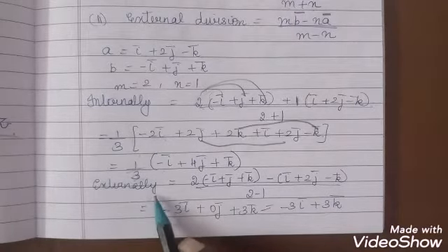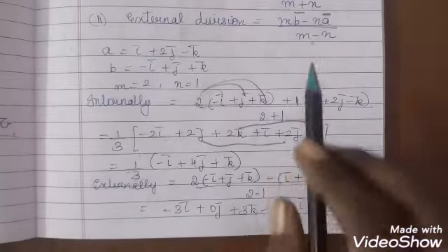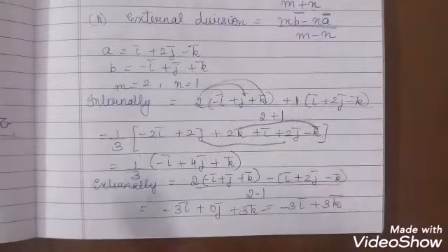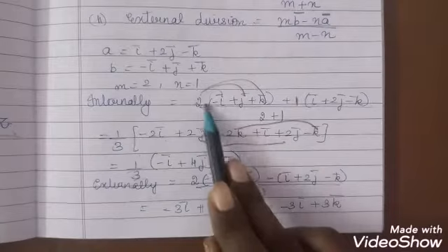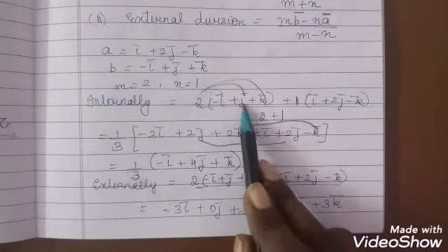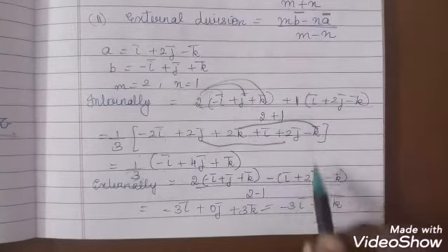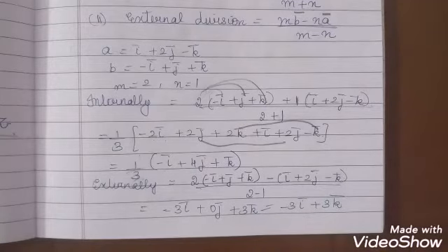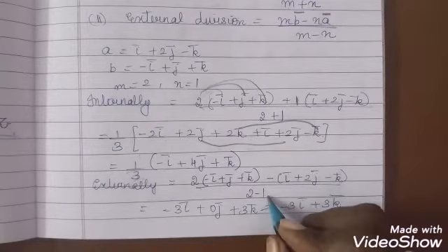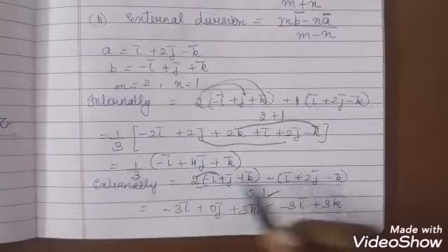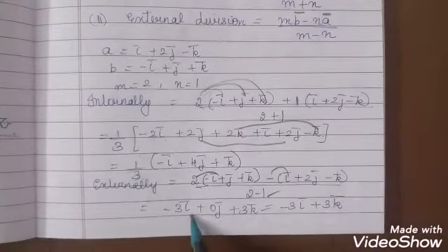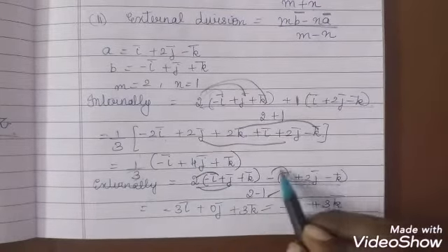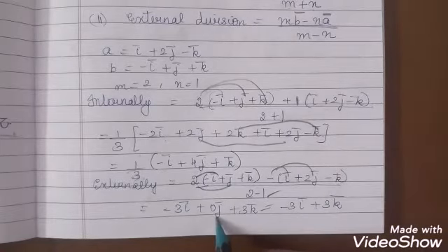Now the next one, external division. What is this external division actually? Your external division is the same way, but you have the minus sign here. So I'll just write it as 2 into minus i plus j plus k, minus of i plus 2j minus k, divided by 2 minus 1. What is 2 minus 1? That's nothing but 1. Minus 2i minus i, what will you get? Minus 3i. Plus 2j minus 2j, you will get 0j.